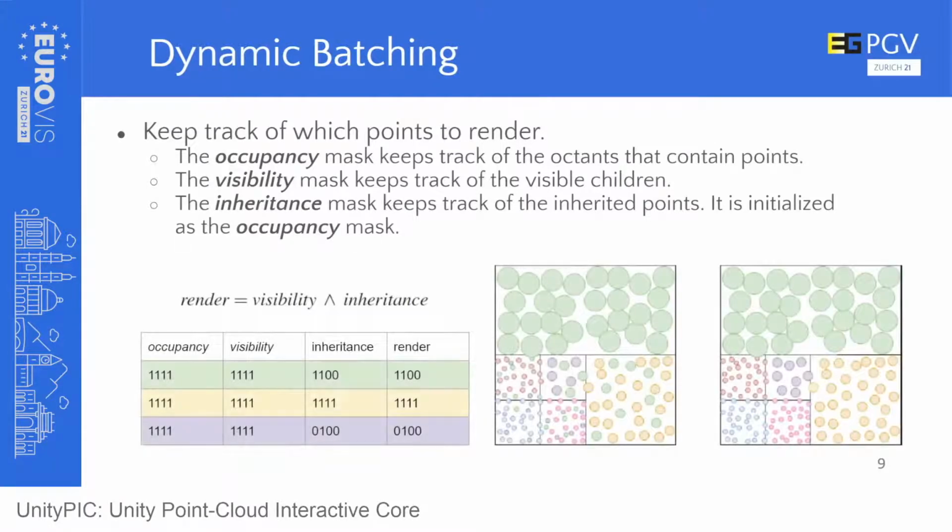As an example, if you look at the green node and its defined masks in the table, the last 2 bits of the inheritance mask are set to 0. Those bits correspond to the bottom quadrants, which have been inherited by its children. The resulting render mask for the green node is 1100, meaning that only points in the top 2 quadrants are rendered.